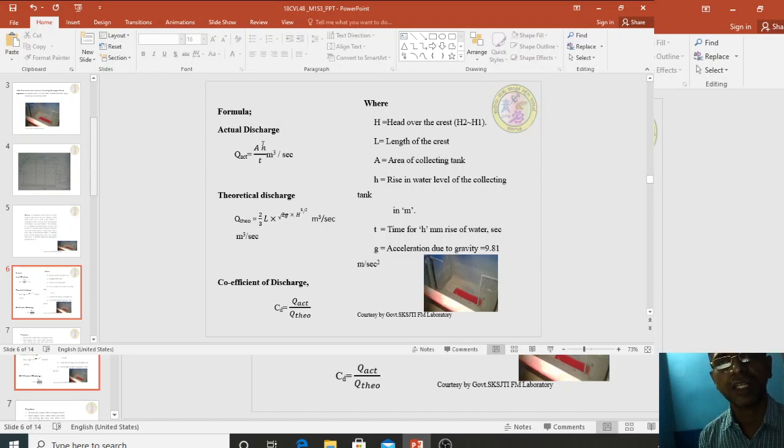Coming to the theoretical discharge, it is given by the formula 2/3 of capital L into root of 2G into H whole to the power 3 by 2, where L is the length of the crest of your rectangular notch and H is the height of water storage. So in your rectangular notch, this height H1 up to here water flows, which means H2 minus H1 will be your H. It is in meter cube per second, and dividing Q actual by Q theoretical we get the coefficient of discharge.